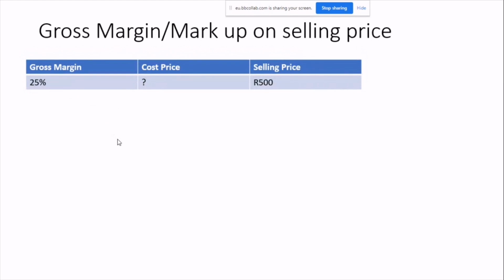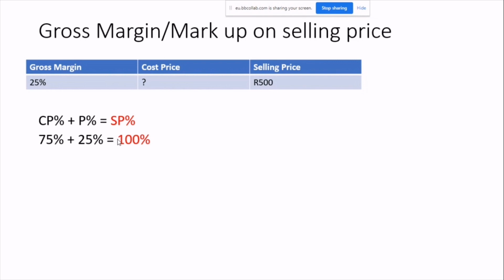A different scenario, guys. Now we have to calculate the cost price. We are given the gross margin, or the markup on selling price, of 25%. And we are given the selling price of 500 Rand. And now we have to calculate the cost price. The formula is still the same, guys. CP plus P equals SP. Right? Now, because it's markup on selling price, our SP therefore is 100%. Our gross margin is given, it's 25%. Therefore, it's easy to get our 75 because we just say 100% minus 25%, then we get our CP, which is 75%.